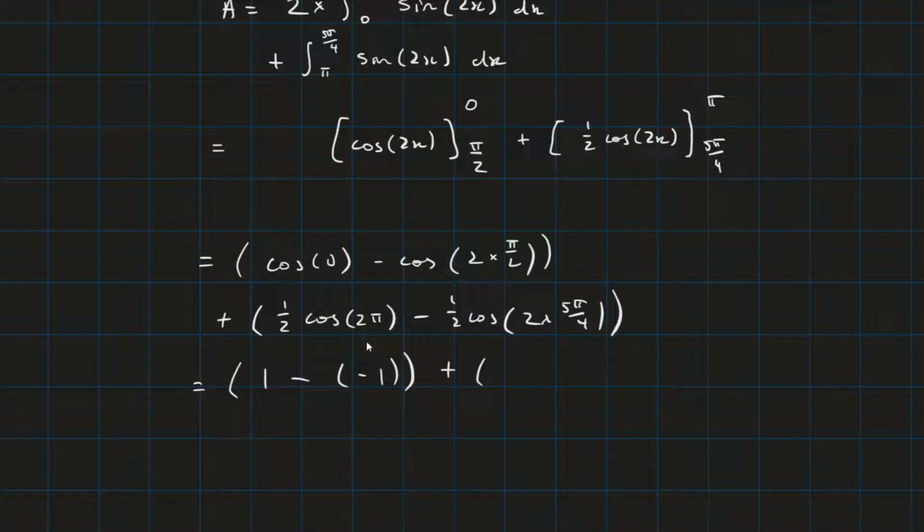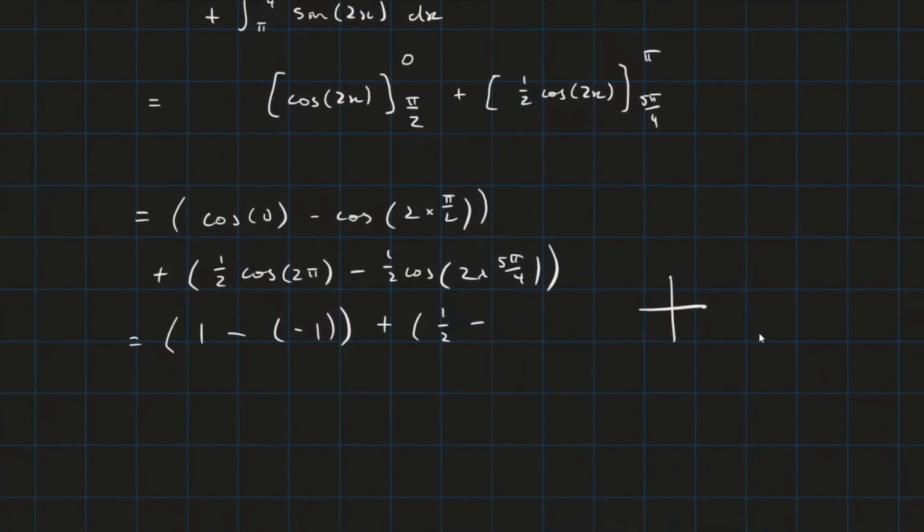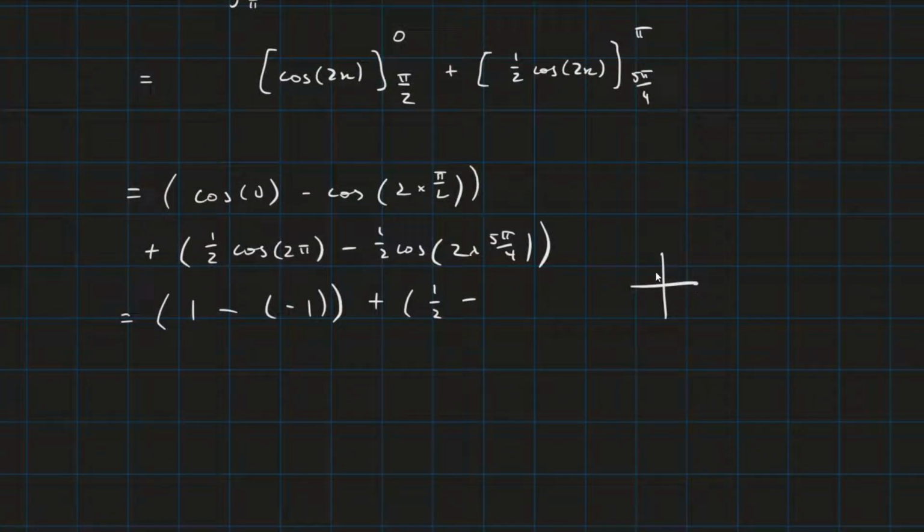Then we add 1/2 cos of 2 pi. Cos of 2 pi is the same as cos of 0, which is 1, but obviously multiplied by 1/2, it's just 1/2. Minus 1/2 cos of 2 times 5 pi on 4. 2 times 5 pi on 4 becomes 5 pi on 2. Now 5 pi on 2, what I do to simplify this one is I draw out the unit circle and I draw out where 5 pi on 2 is. And that'll give me an indication about what the cos value will be, because we should know that on the circle, cos is just the x value.